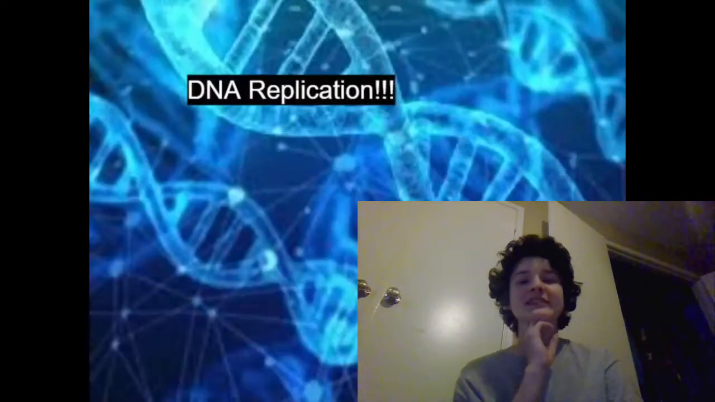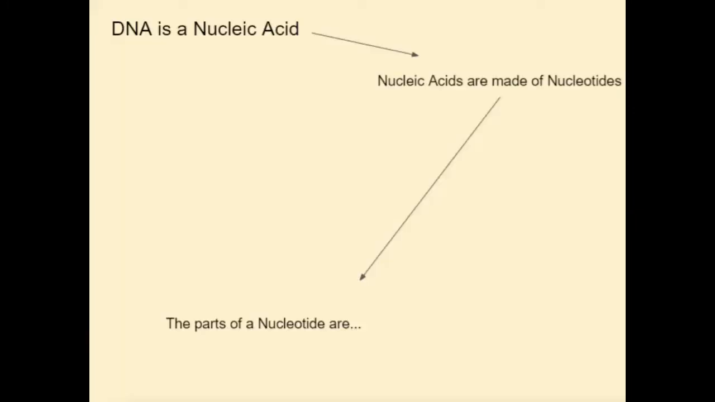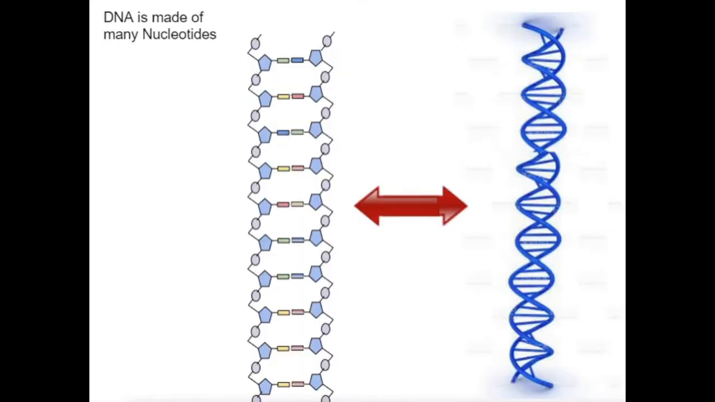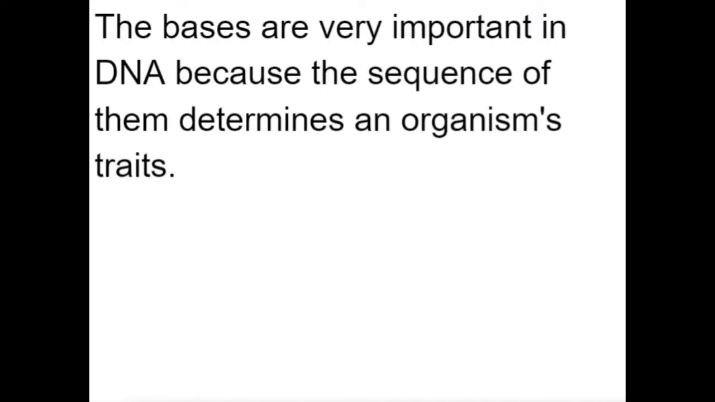DNA replication. First off, DNA is a nucleic acid made of nucleotides, and the parts of a nucleotide are the phosphate group, the sugar, which in this case is deoxyribose for DNA, which is why DNA is called deoxyribonucleic acid. And the third part of a nucleotide is the nitrogenous base. DNA is made of many nucleotides. The bases are very important in DNA because the sequence of them determines an organism's traits.